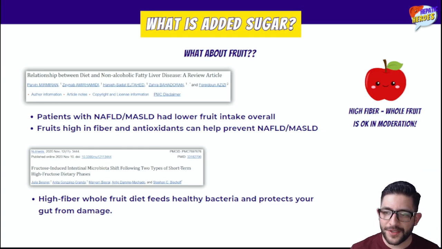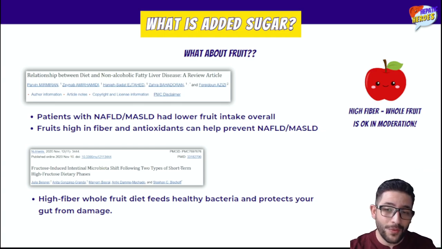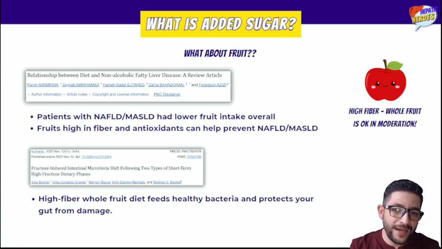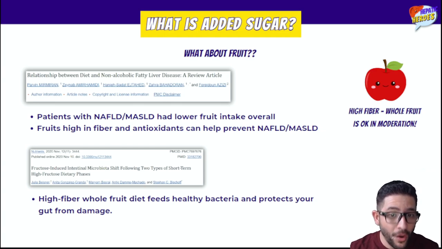For example, in this first paper up top, which was a review of 33 different studies that looked at the dietary habits of those living with fatty liver disease and those without, what they found is that those with fatty liver disease actually had lower fruit intake than those without. And the authors and the researchers even suggested that fruits and vegetables can actually have a protective effect in fatty liver disease because they have such a high fiber and antioxidant content.